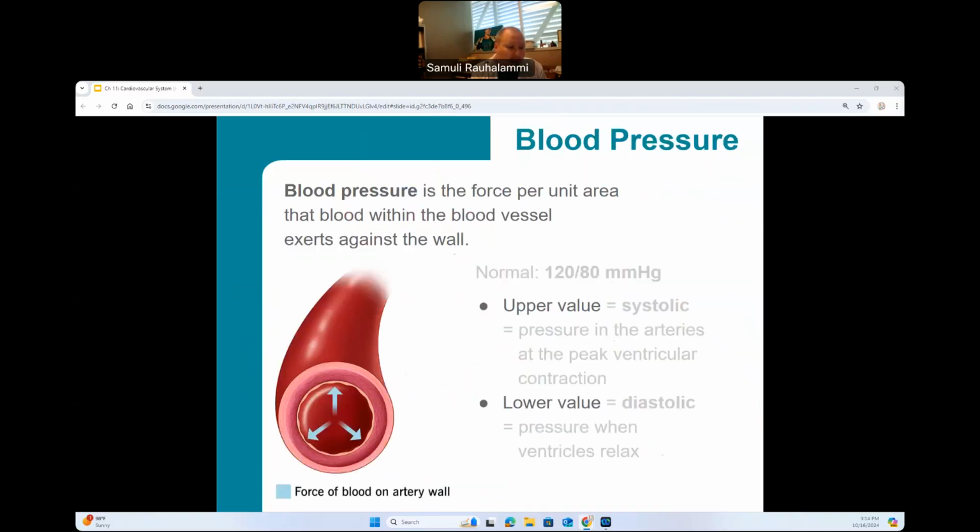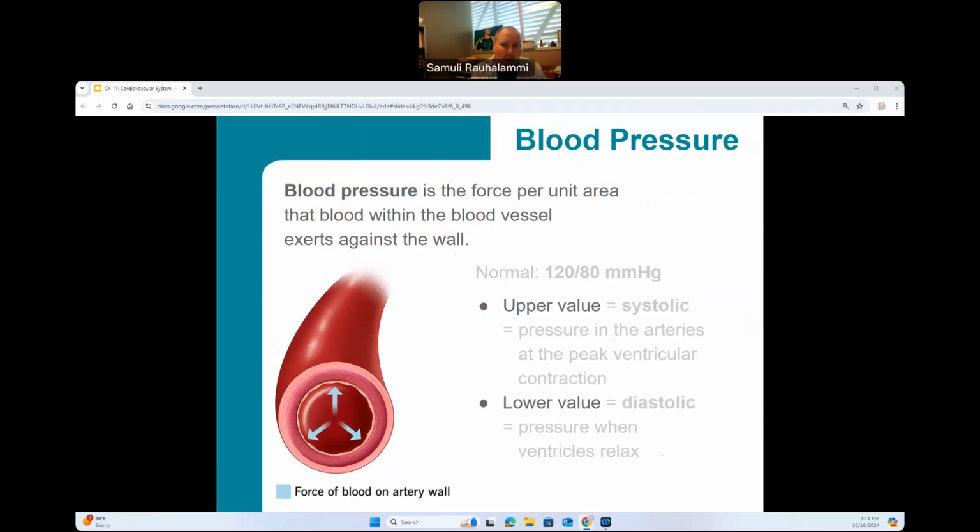I also wanted to talk in this recording a little bit about blood pressure. It is an important concept, and it's also going to be a concept that we're going to be talking about in our lab. So I want to make sure that we're appropriately prepared for that.